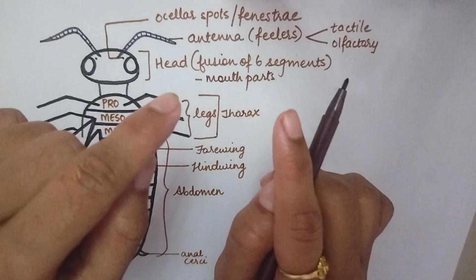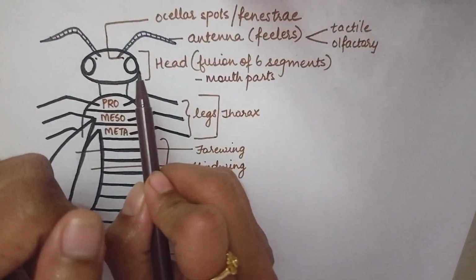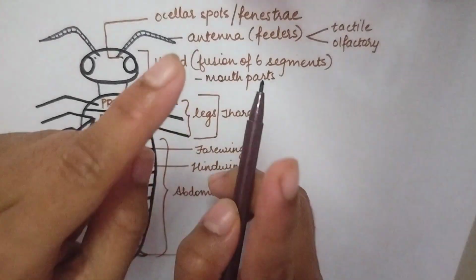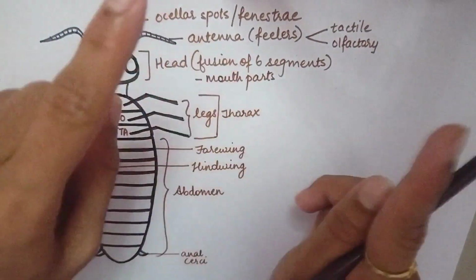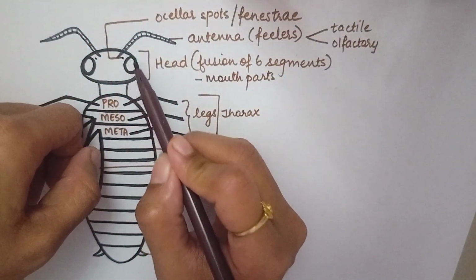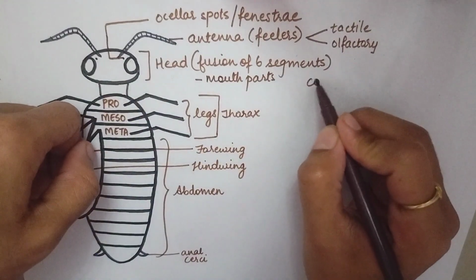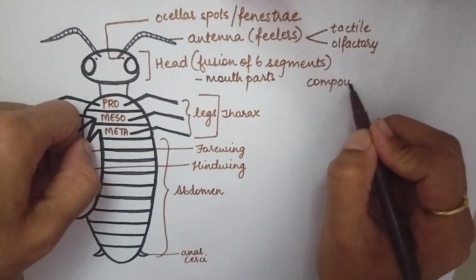They only have a role in the collection of light. So they are basically simple eyes which the cockroach has. They will gather light, but will not help in vision. So how will the cockroach see? With the help of these 2 compound eyes. Now these 2 are the compound eyes of the cockroach.